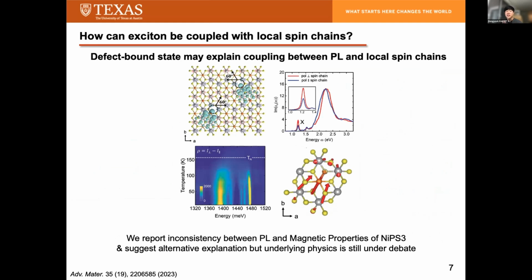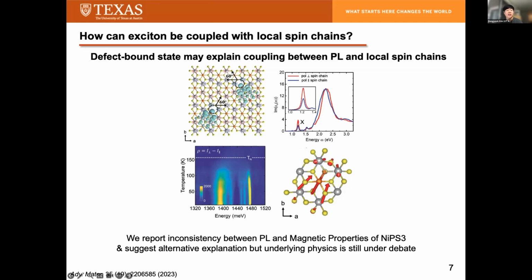The first question is how can an exciton be coupled with the local spin chains? Because the exciton can give you the magnetic information from this material. Of course, someone argued that it's from quantum entanglement, but since they cannot explain all of the features from the spectra related to PL, our team suggests an alternative explanation of this PL origin based on a defect bound state.